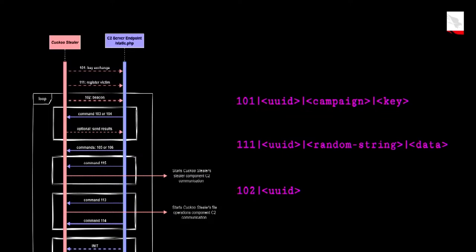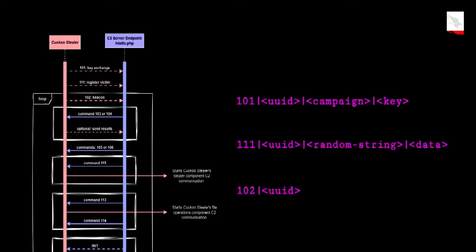So for example, in the first command, 101 is where they do the key exchange, because it's a new secret, it's a different server key, so the shared key is also different. And then it registers the victim with some basic information with command 111. 102 is where it'll continuously beacon to the C2 asking for commands.